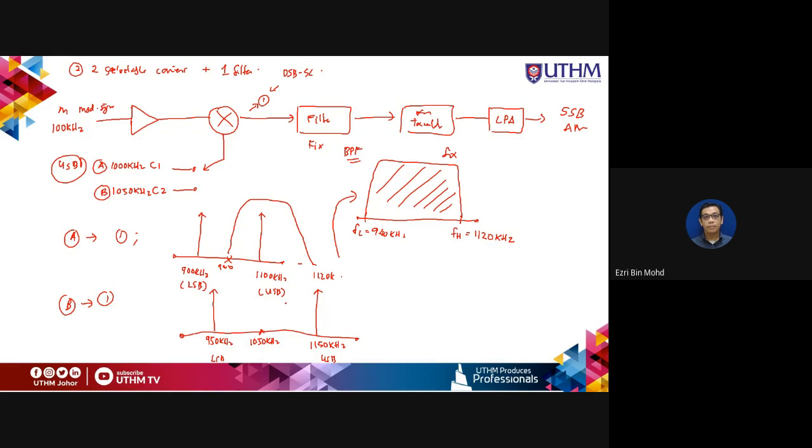So here the band pass filter will lie down here, right? Kat sini. Nampak dekat sini. So kat sini the filter will only allow the lower sideband to pass through and eliminate the upper sideband part. Okay, that is the filter method. Single sideband generation by using a phasing method.